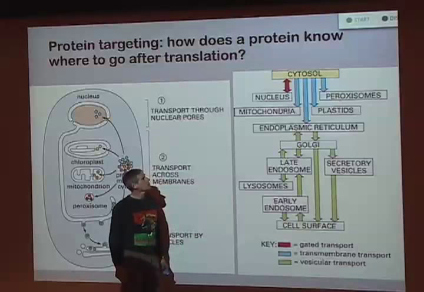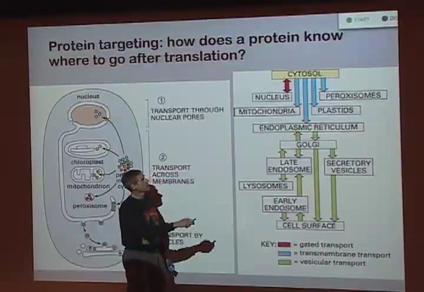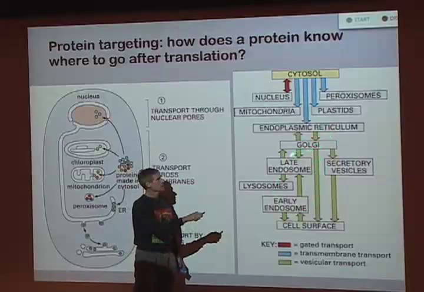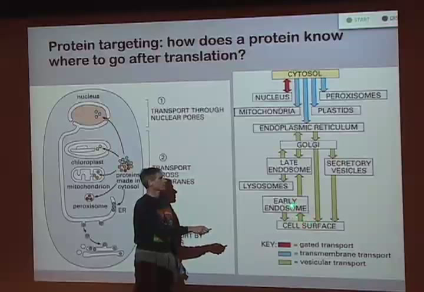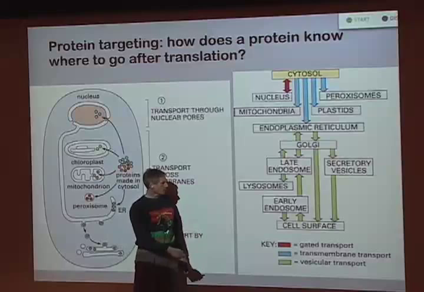Once proteins are in to the endoplasmic reticulum, they're transported by vesicular transport throughout the cell in the endomembrane system. Proteins go through the Golgi, they can be secreted, they can be attached to the plasma membrane, they can be internalized into early endosomes, late endosomes, and degraded in lysosomes. That's all vesicular transport.